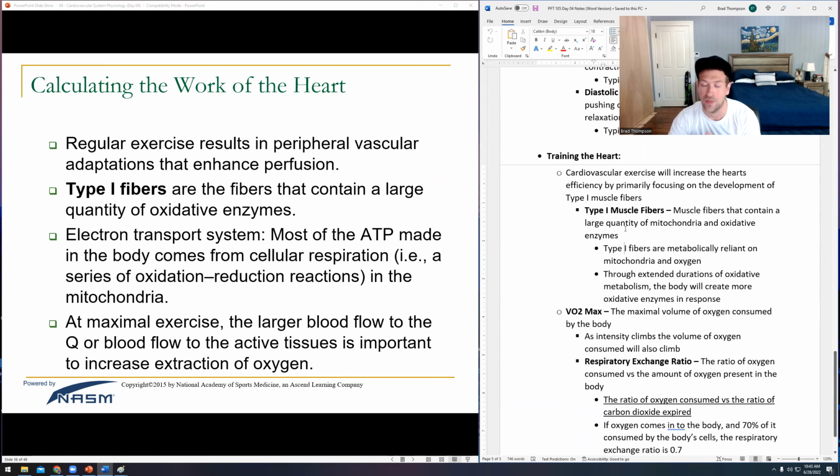But like, you know, that's during exercise. We need that pressure to get blood to where it needs to go. So let's talk about training the heart.